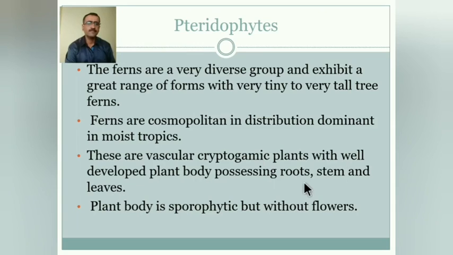Let us see here. In bryophyte, root-like, stem-like and leaf-like structures are there, but here they are not root-like. Here actual roots are present in the pteridophytic plant. They possess the root, stem and leaves. This is the evolution. And vascular tissue is present, but they are cryptogamic, that means flowerless. Vascular tissue is present, but they are flowerless. Hence they are known as vascular cryptogamic plants, having the root, stem and leaves. The plant body is sporophytic, but without flower.